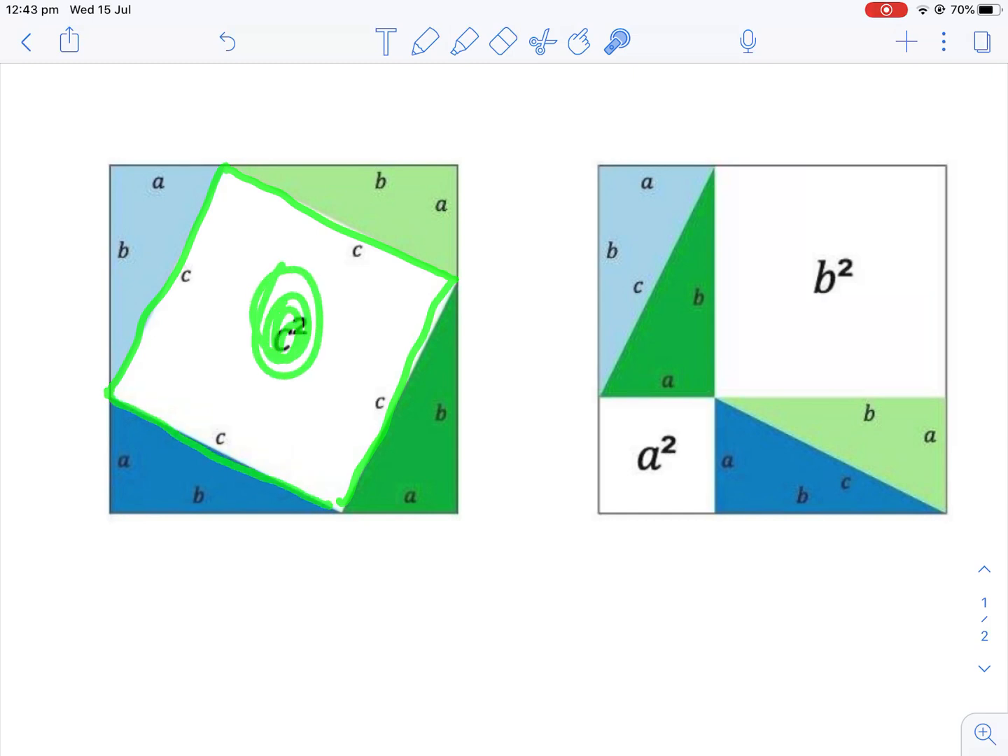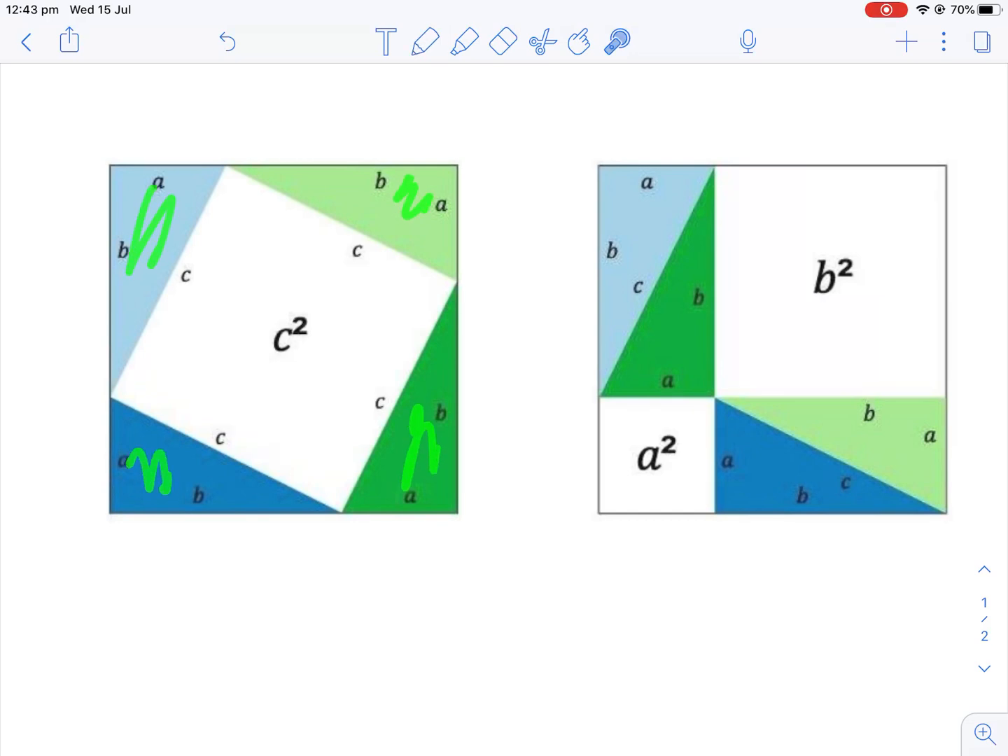And the little square, the middle square here. As you can see, these four triangles are exactly the same size and shape, because they are made up of A, B, and C. So the area of these four triangles is exactly the same. I'm going to call this one A, the area for the triangle. Now, what is the area of this square in terms of A, B, and C?